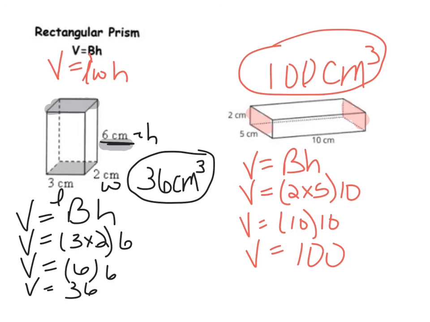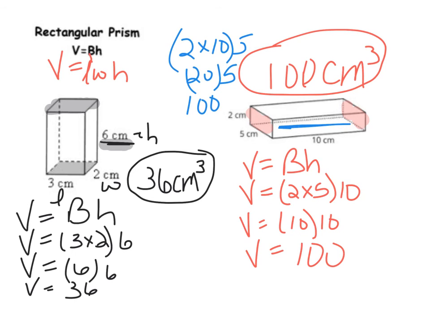Simple, right? So basically, once you identify what's your length, what's your width, and what's your height, all you're doing is multiplying them. Now, would it have been different if I picked this as my base? Would the answer be different? No, because all I would do is 2 times 10, right, times 5, okay? So 2 times 10 is 20, times 5 is going to give you 100. So it doesn't matter on rectangular prisms. It doesn't matter which ones you think the bases are. Okay, any questions?